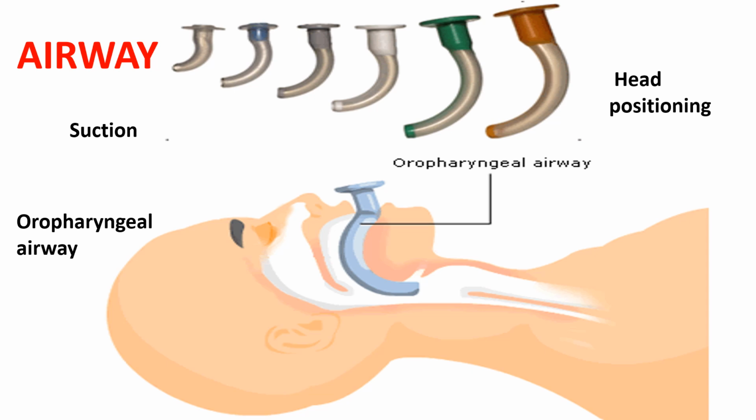Another action is suctioning. Suctioning will enable you to remove secretions in the airway and to prevent obstruction. You can use oropharyngeal airway, which are airway adjuncts, for easier suctioning and maybe later for easier ventilation. Kindly appreciate different sizes of oropharyngeal airways here. You can also consider the use of advanced airways, for example, endotracheal tubes, laryngeal mask airway, and I-gel.